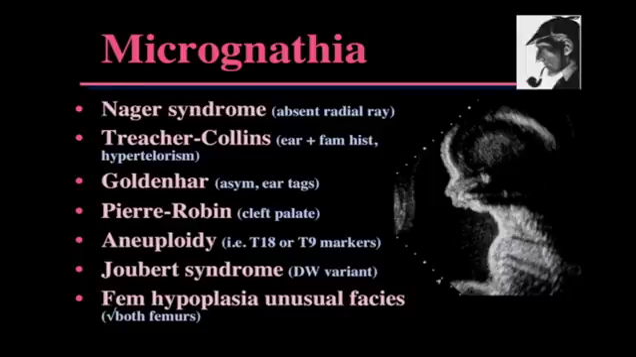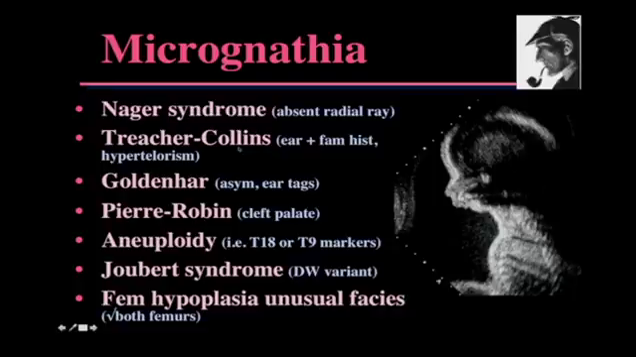If you see a fetus that has a small chin, like this one here, these are some of the syndromes that you might think about. Nager syndrome is a very rare autosomal recessive syndrome where there is also an absent radial ray, and that's the sentinel feature associated with the syndrome.